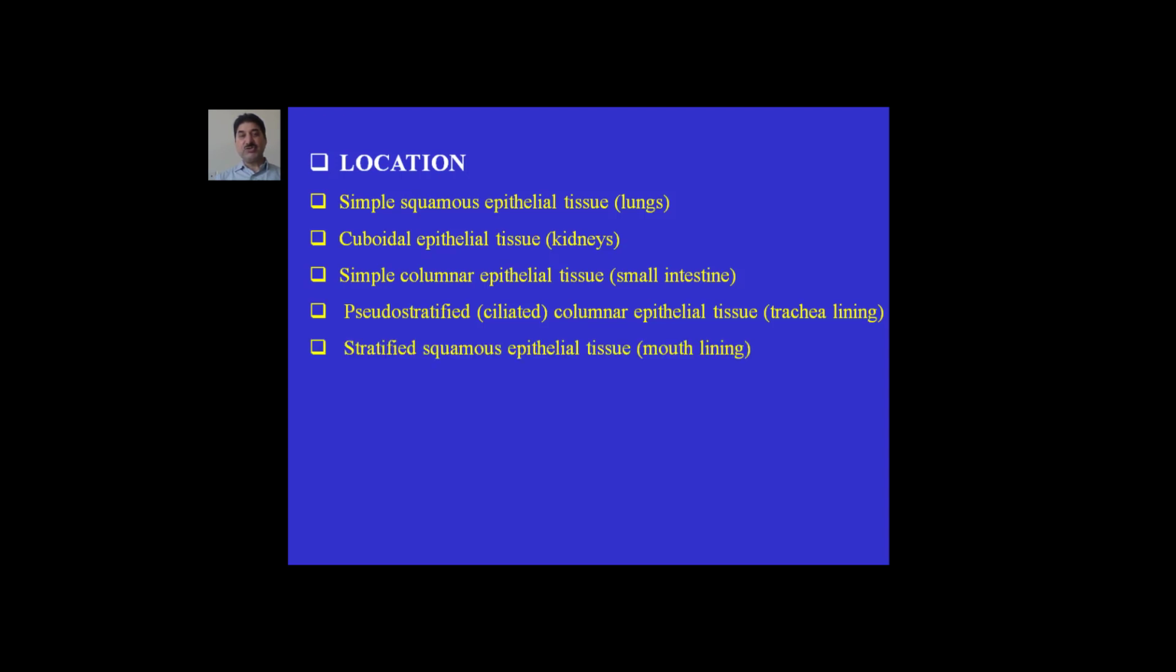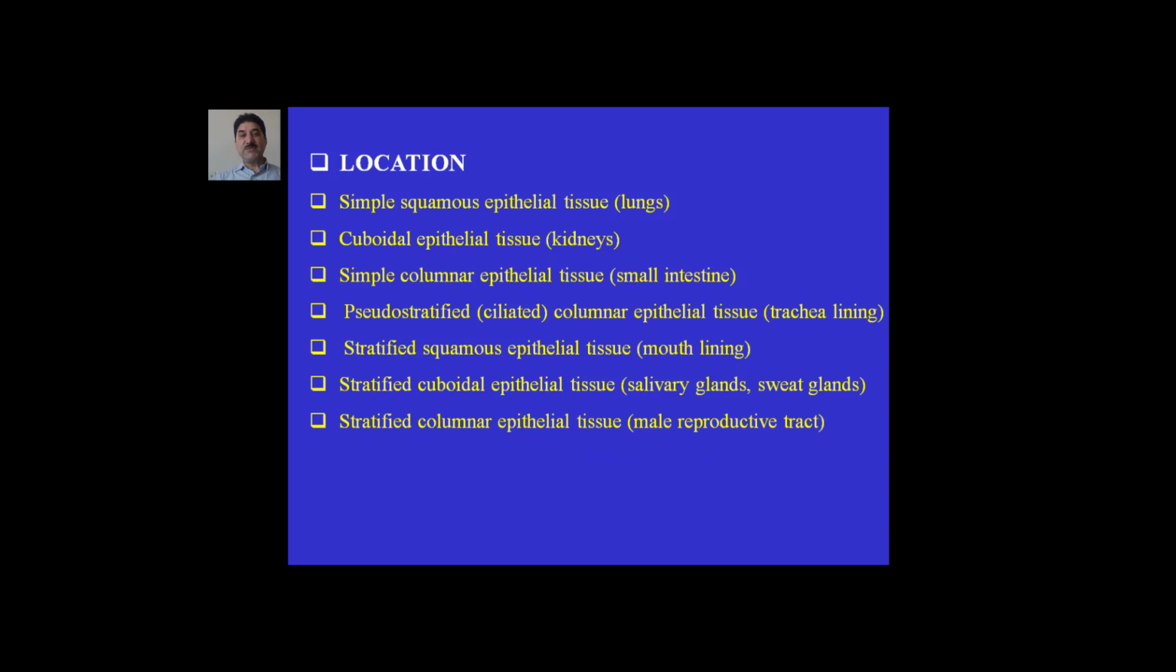Stratified squamous epithelial tissue, multilayered epithelium tissue, its function is protection. So it is found in the oral cavity. It is also found in the esophagus. Stratified cuboidal epithelium tissue is found in salivary glands and sweat glands. Stratified columnar epithelial tissue is found in the male reproductive tract. Transitional epithelium is also called the urothelium. It is found in the urinary bladder.